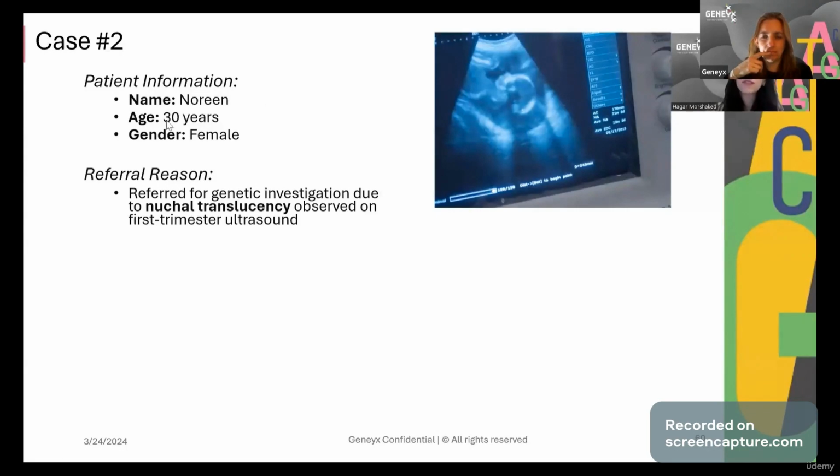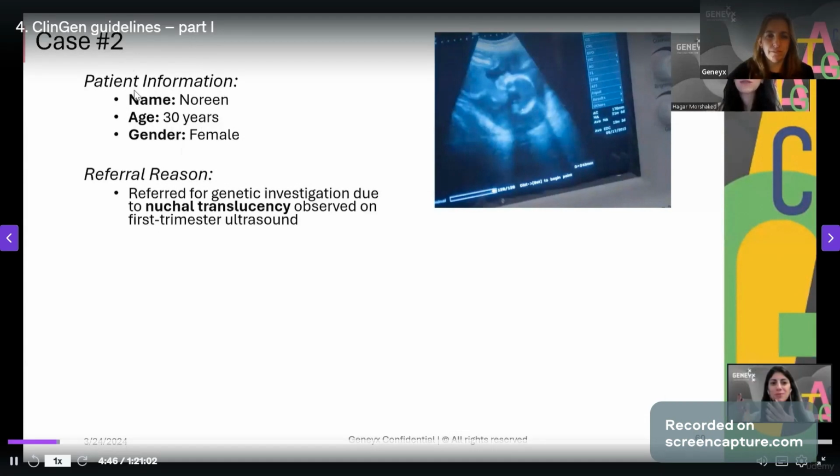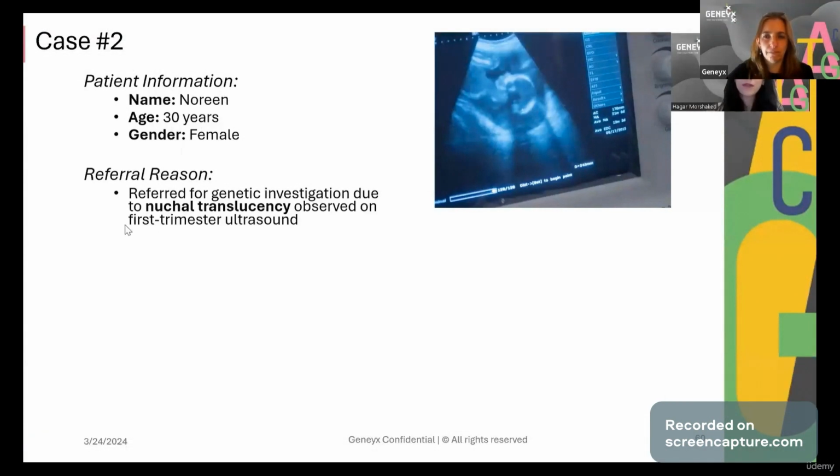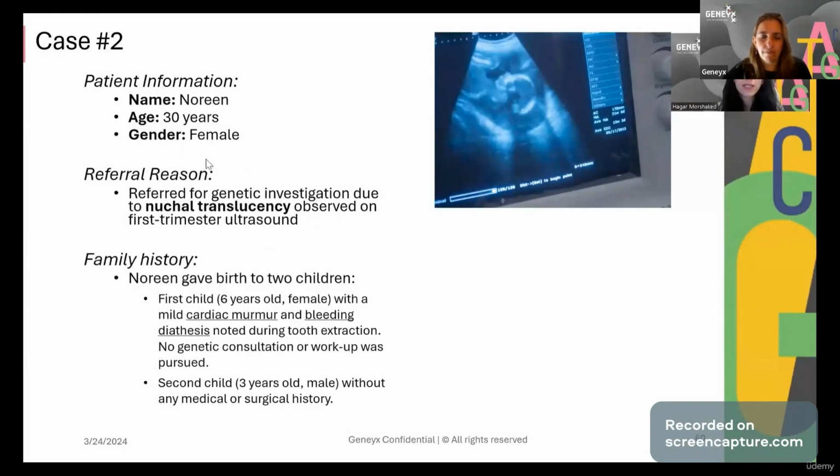Nouine is 30 years old. She's a female, and she is pregnant. She came to the clinic because during one of the routine tests during the first trimester ultrasounds, which is the nuchal translucency test, the fetus was found to have an increased nuchal translucency.